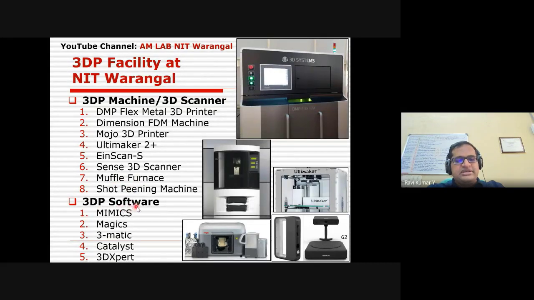And we have dedicated software for 3D printing. We have Mimics software from Materialise, Magics, and 3-matic for medical image processing as well as designing implants, and of course for operating with STL files, fixing file problems, and other things. And Catalyst and 3D Expert are for simulation of metal 3D printing processes.